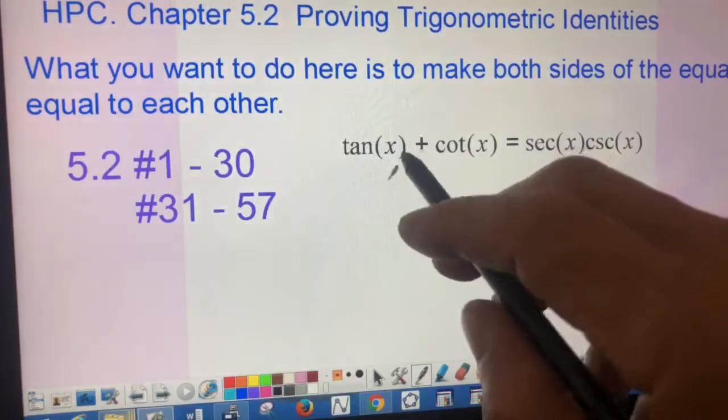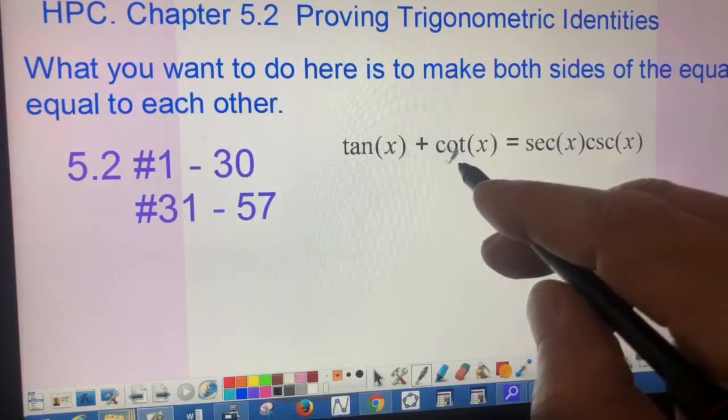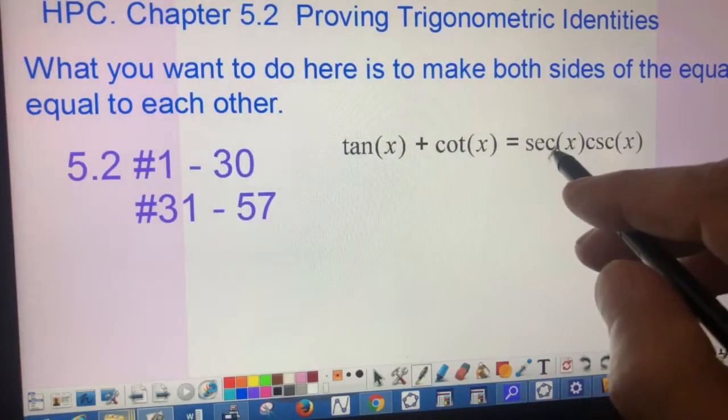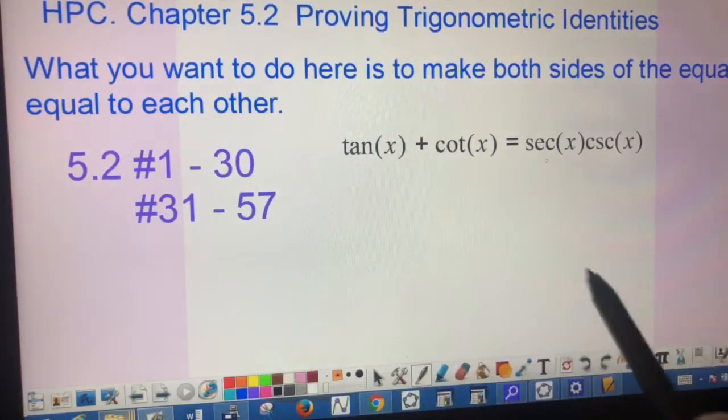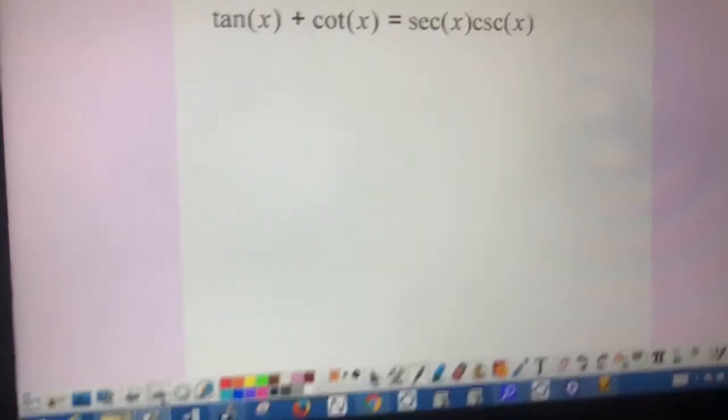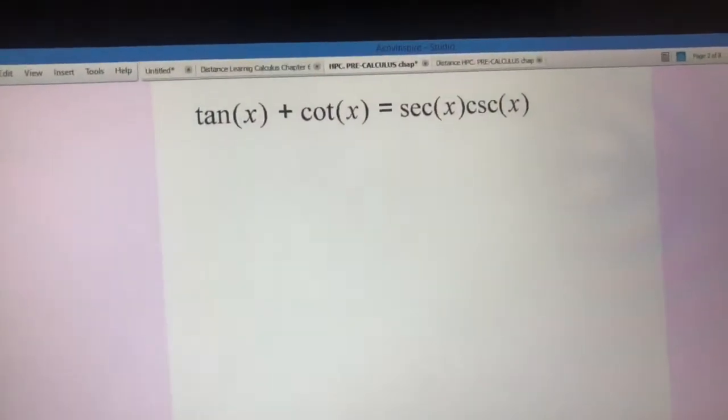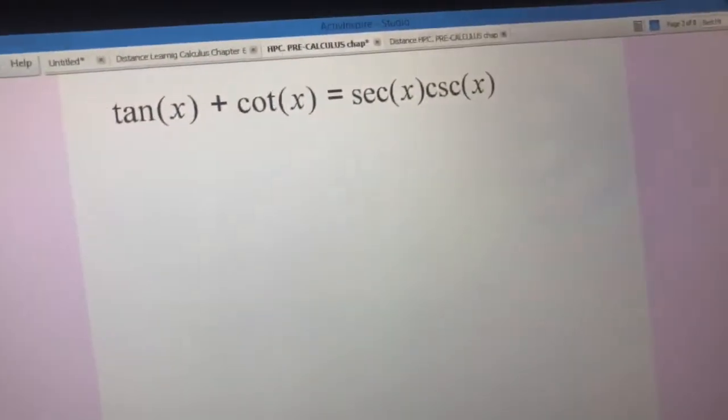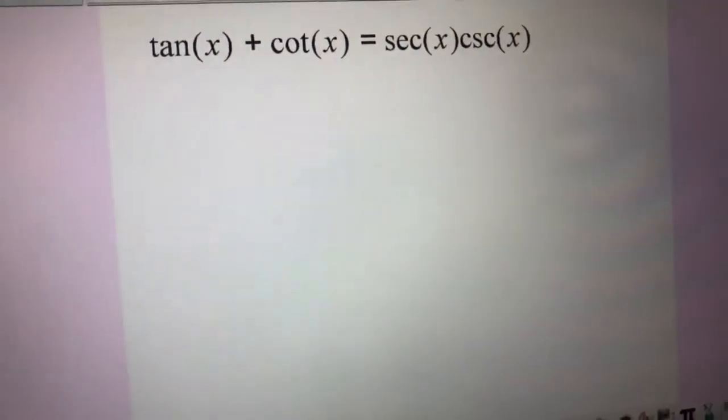All right, so we'll begin here. I'm trying to add this tangent plus cotangent and make sure that it goes to secant and cosecant. I have the next page set up, so right here. I'm gonna move this up a little bit.